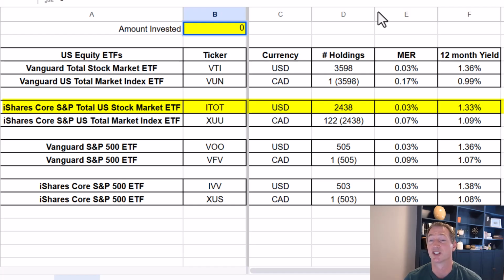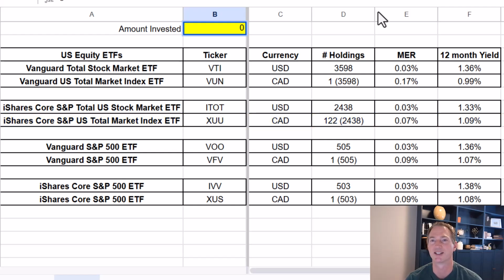Again, just the iShares version of the total US market. You can see here 2,438 small caps, mid caps, large cap companies, same MER as VTI. And iShares has their Canadian currency version of that, XUU. And you can see here, same amount of holdings, but again, really there's only one holding. We'll talk about that in a second. Slightly higher MER. And again, I say slightly higher, it's only 0.04%. That's double what the US version is. But again, you're holding it in Canadian currency.